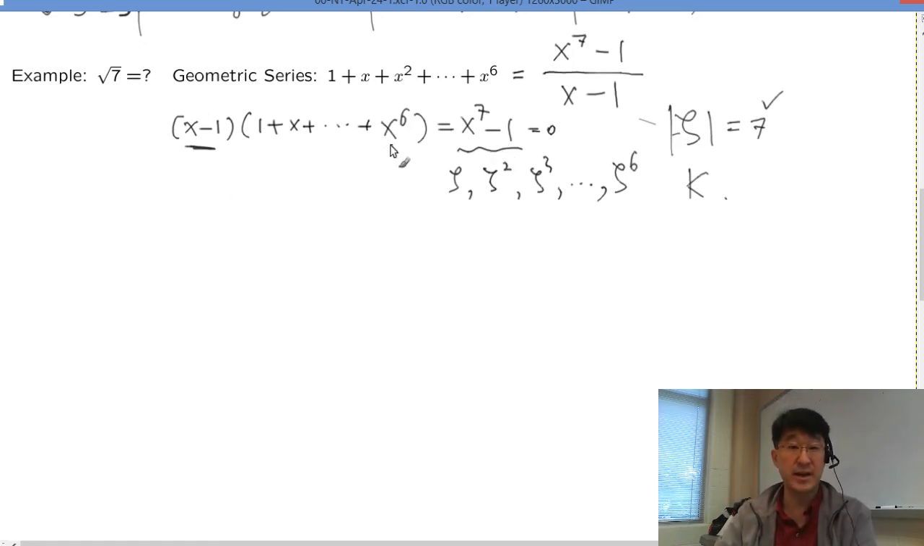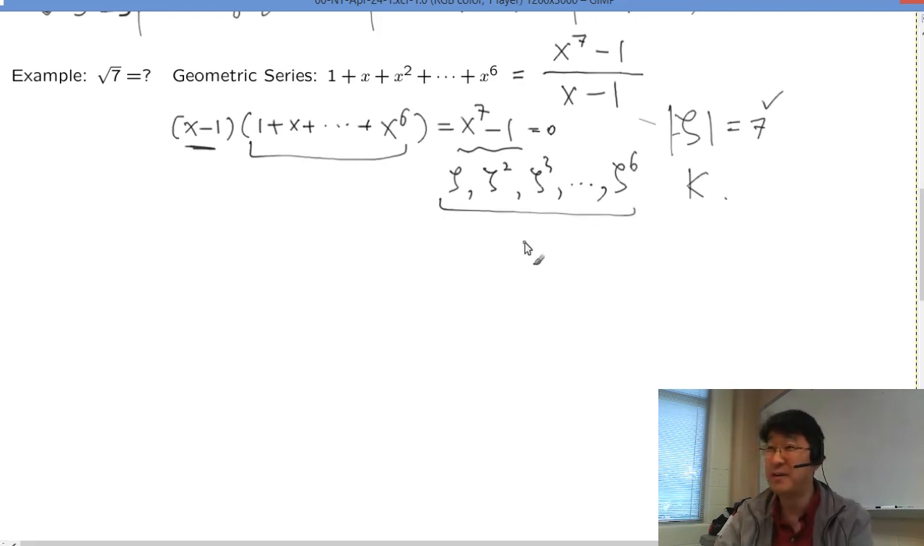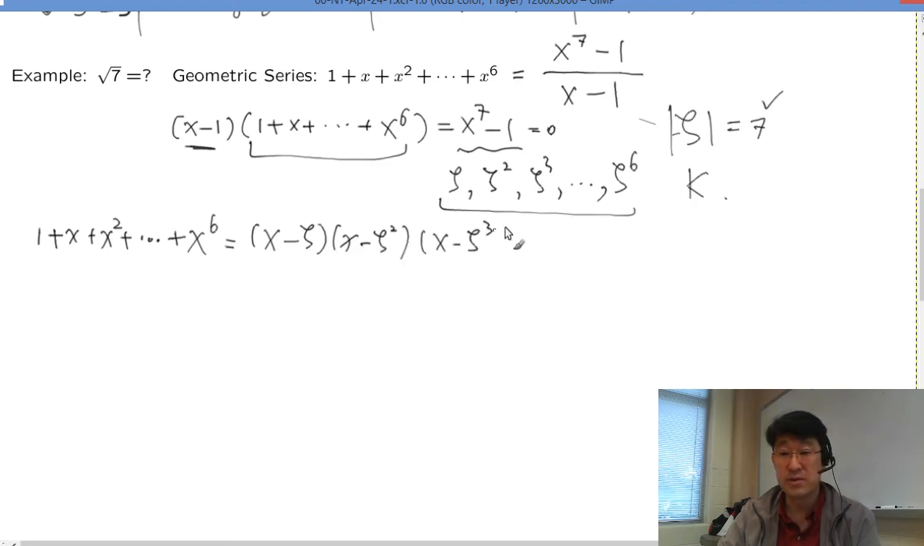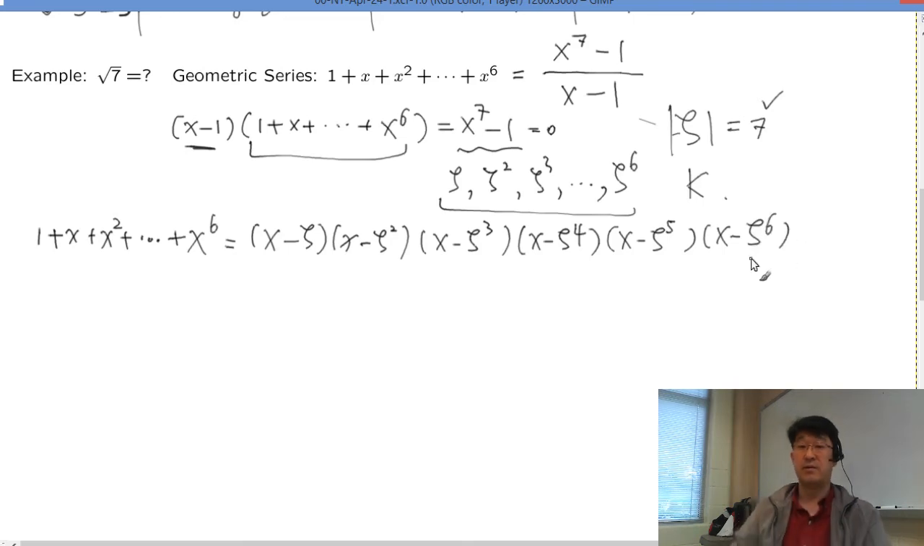So if I cancel that, this polynomial has at most how many zeros? 6 zeros. And I'm looking at all the 6 elements that are not equal to 1, right? Therefore, I claim, because counting has amazing consequences sometimes, this cyclotomic polynomial is factored into x minus the first zero, x minus the second zero, x minus the third zero, x minus the fourth zero, x minus the fifth zero, x minus the sixth zero.